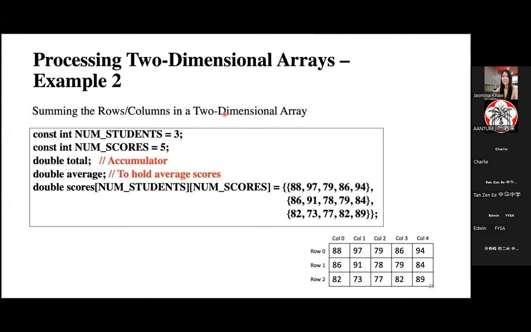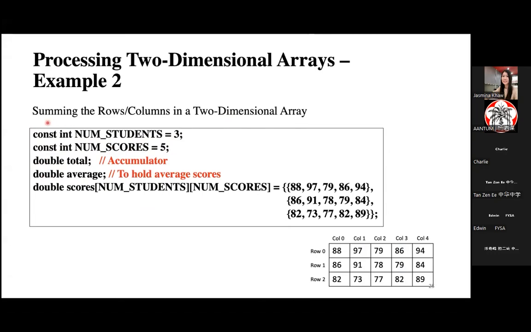Now we look at the second example. Here we have the number of students, 3. This is the constant value. And then we have the number of scores, which is 5. And then we have the variables total with the data type of double, and also average of double.